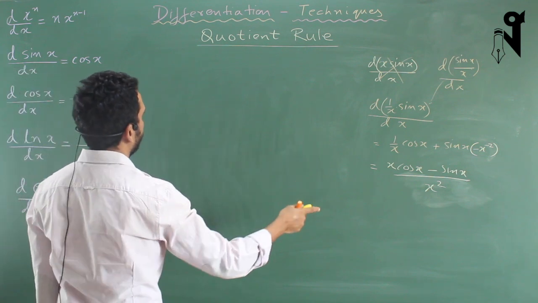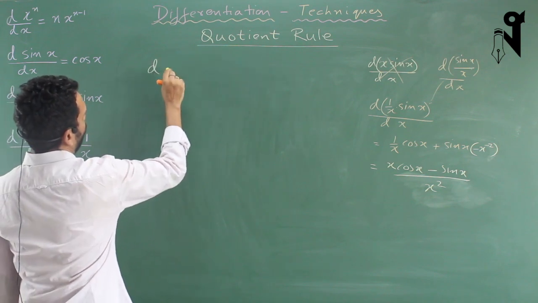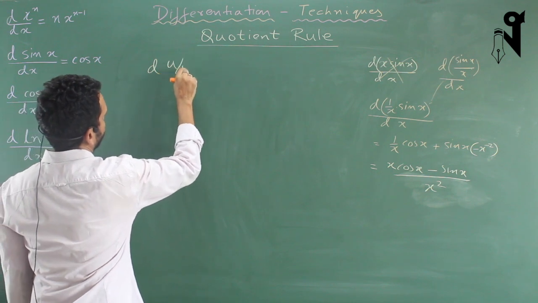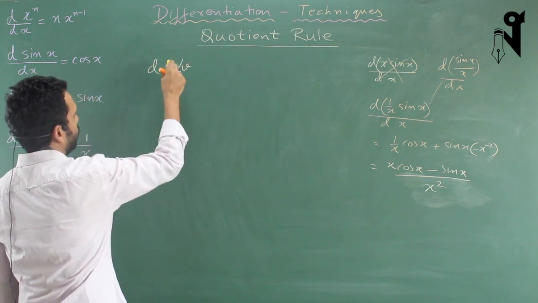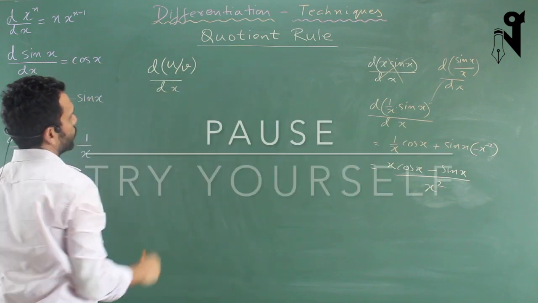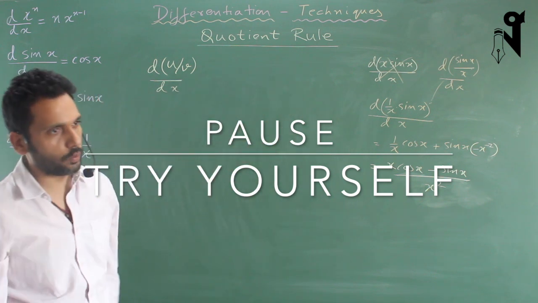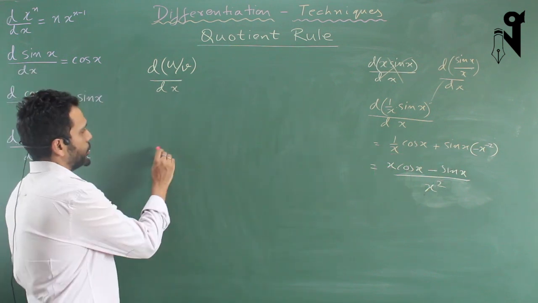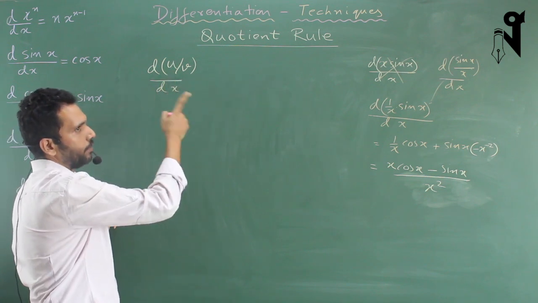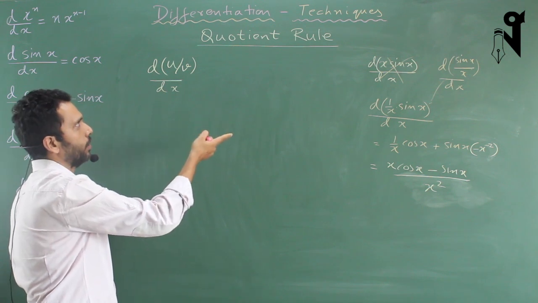So in the same spirit, I hope you get this. Pause the video, see again if you don't get this. If the question was d of, say, u by v, instead of u into v, u by v, by dx. Using the same technique, can you get me the formula, what it will be? So hope you did this. What you did is, first take one of the functions out and differentiate the other one, and then the other function out and differentiate the first one.